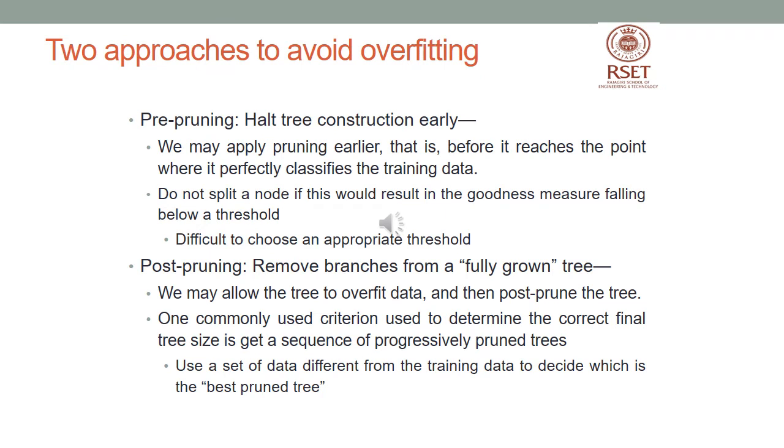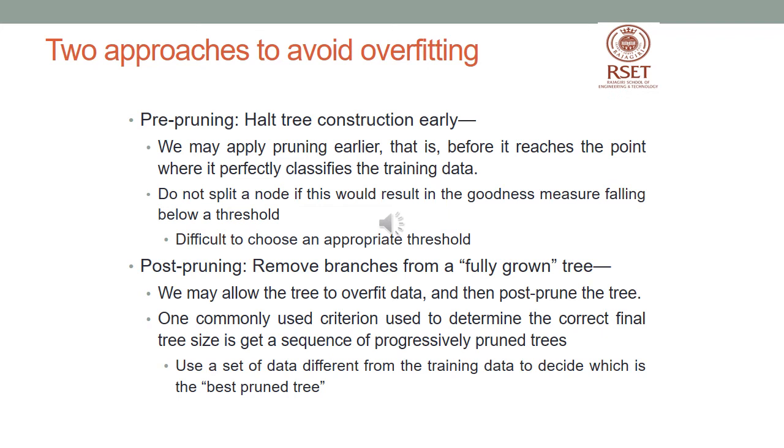Let's see the different approaches to avoid overfitting. The first one is called pre-pruning and the second one is called post-pruning. Pre-pruning is to halt tree construction early, and post-pruning means removing branches from a fully grown tree. So let's see what pre-pruning is. We may apply pruning earlier, before it reaches the point where it perfectly classifies the training data, and do not split a node if this would result in the goodness measure falling below a threshold value. The problem is that it is difficult to choose an appropriate threshold value.